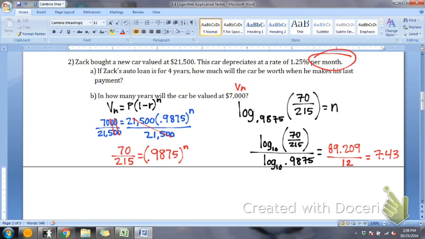After almost seven and a half years, the car is still worth $7,000. Okay? So we have to pay attention to what we're being asked to do. So let's write our sentence. After approximately, because we're going to round, right? So we're going to say 7.5 years. After approximately 7.5 years. If you round, that means you need to use the word approximately. After approximately 7.5 years, the car will be $7,000.